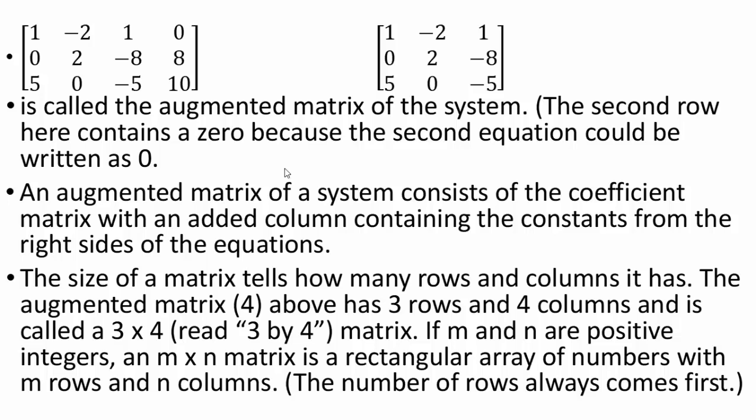If m and n are positive integers, an m by n matrix is a rectangular array of numbers with m rows and n columns. While writing the order of the matrix, write the number of rows first. Don't write the number of columns first. The number of rows comes first. If a matrix contains m rows and n columns, then the order can be written as m by n.